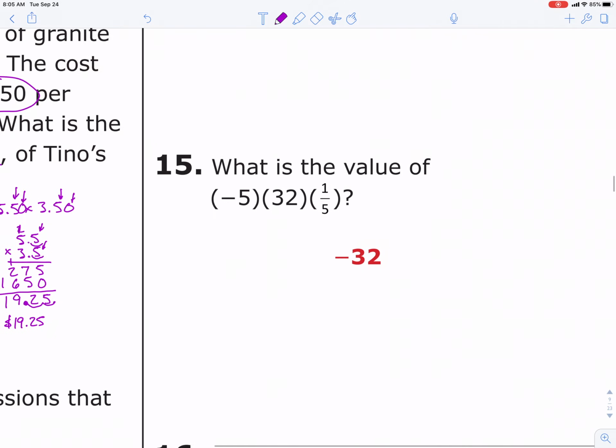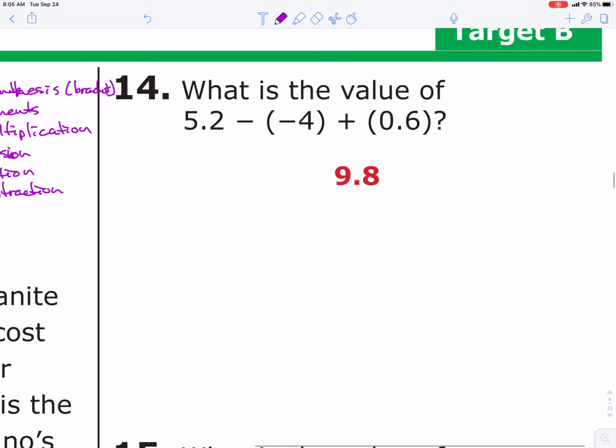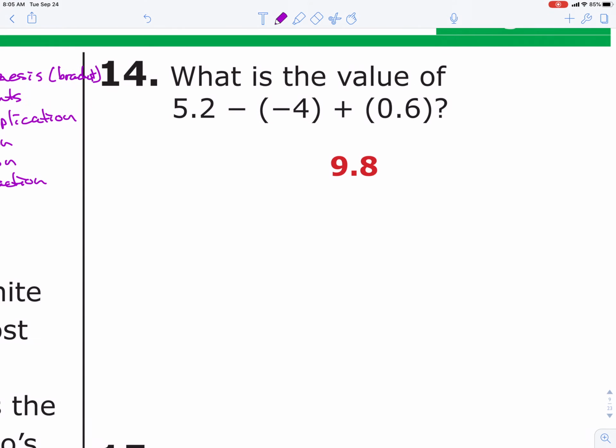Okay, we've got 3 more problems to get through. What is the value of 5.2 minus -4 plus 0.6? This one could be kind of hard, but remember, a negative and a negative in line, you could think of it either way. I could say that's a -1 times a -4. So it's really 5.2 plus 4 plus 0.6. I don't really need these parentheses because it's like a +1 times everything, and +1 doesn't change the value of anything. The simplest way to deal with this is to add it.